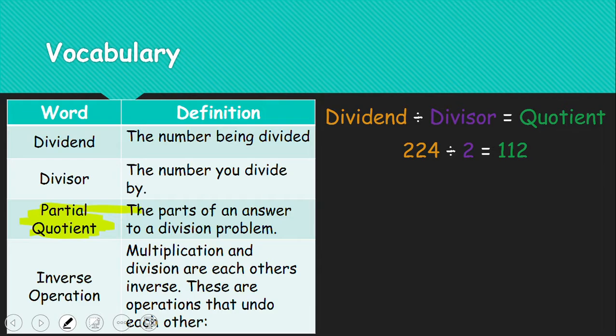Now, in this lesson, we're going to be working with partial quotients. It's basically very similar to multiplication, where you got partial products, where you got pieces of the answer. Now we're going to do the same thing, but this time it's quotients. So it's pieces of the division problem. And then inverse operation, as you know, and here's the illustration right there. The inverse illustration means that multiplication and division are the opposite of each other. They basically can undo one another.